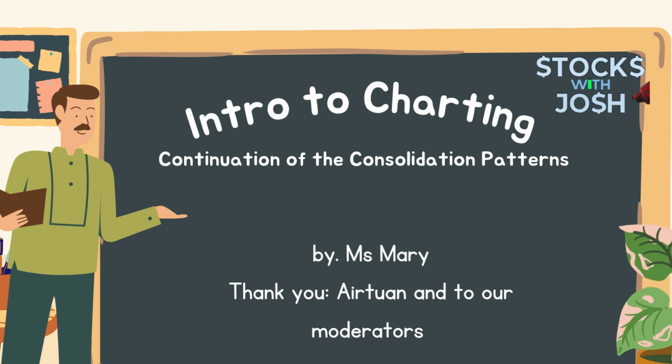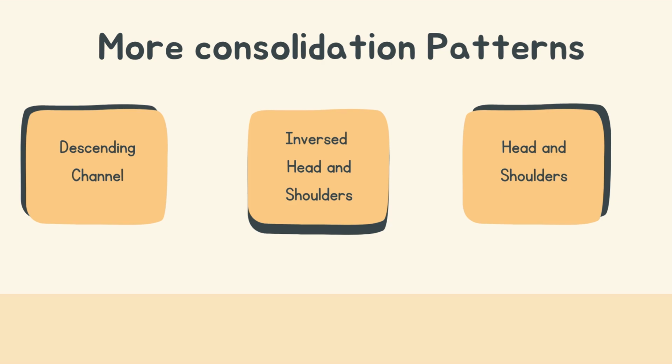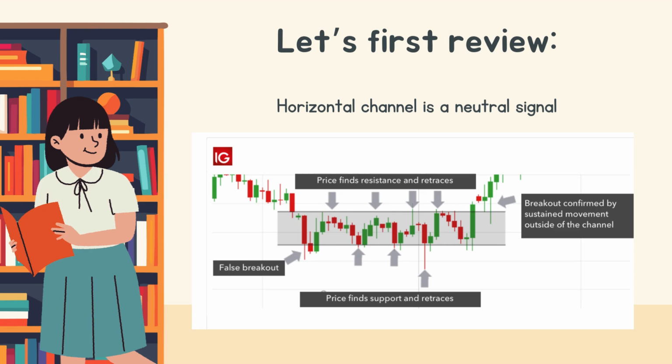We will continue to study the consolidation pattern, but first, let's review what we've learned 2 weeks ago. 2 weeks ago, we went over the horizontal channel, the ascending triangle, the bullish pennant, and the ascending channel. And today we will discuss more of the consolidation pattern, which consists of the descending channel, the inverse head and shoulder, and the head and shoulder.